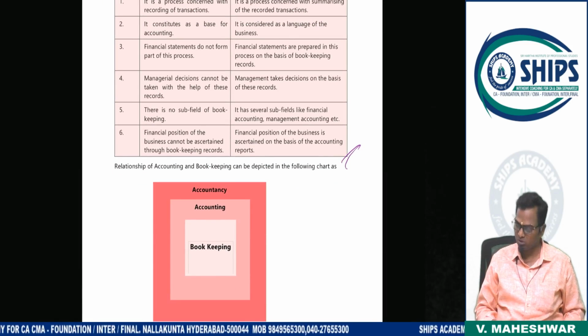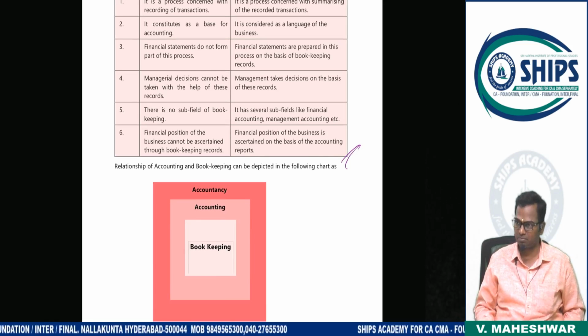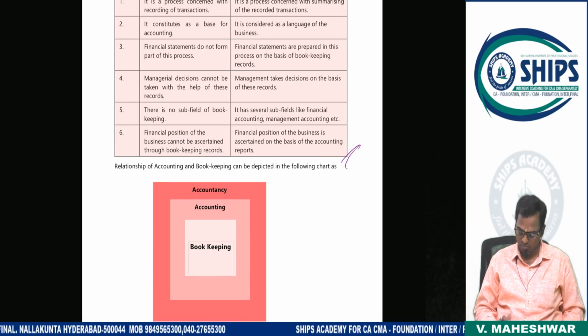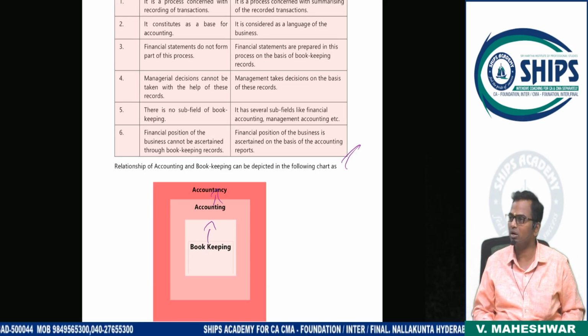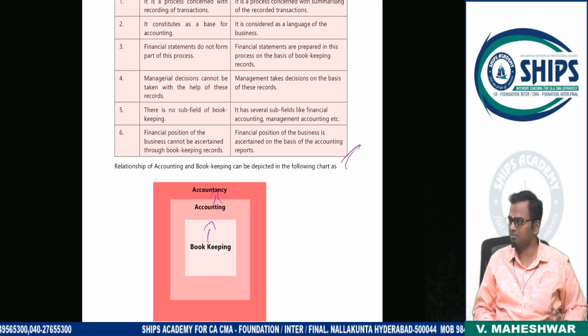And a flow chart is also there. Bookkeeping, accounting, accountancy. The flow chart is below, see, sir. Bookkeeping gives to accounting, accounting gives to accountancy the already recorded transactions. Accounting is the process, accountancy is the outcome.